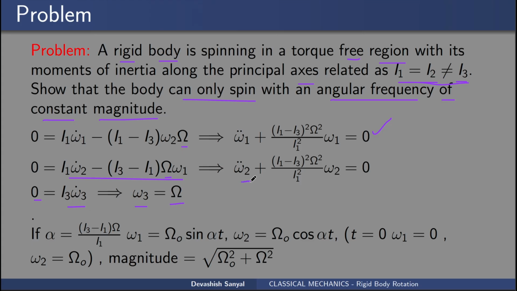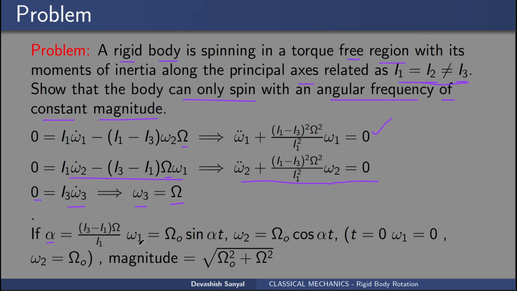Similarly, omega 2 double dot satisfies a similar simple harmonic motion: omega 2 double dot plus (I1 minus I3) squared Omega squared divided by I1 squared into omega 2 is equal to 0. It basically tells us that omega 1 changes with a frequency alpha, and that is (I3 minus I1) into Omega divided by I1. So omega 1 changes with this frequency.